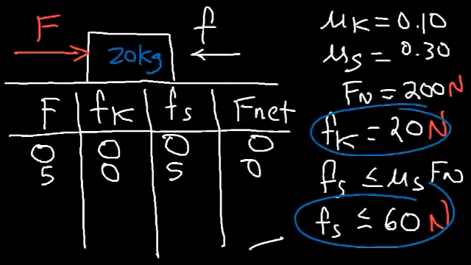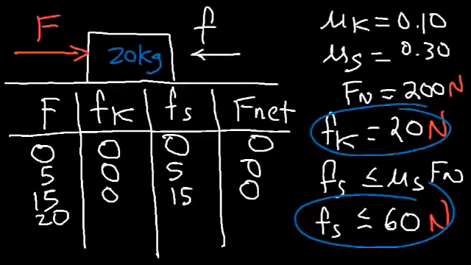So what's going to happen if we apply a force of 15 newtons? The static frictional force is 15, so it's not moving, there's no kinetic friction. If we apply a force of 20, let's increase it to 50. So the static friction will be 50, there's no net force. If we apply 60, the static friction will be 60, there's no net force.